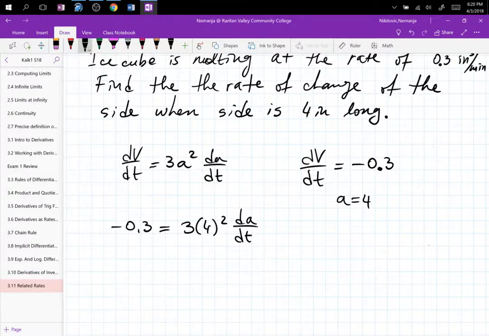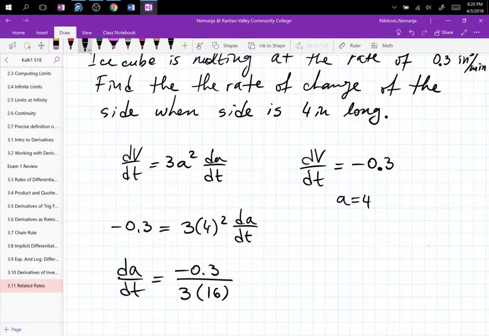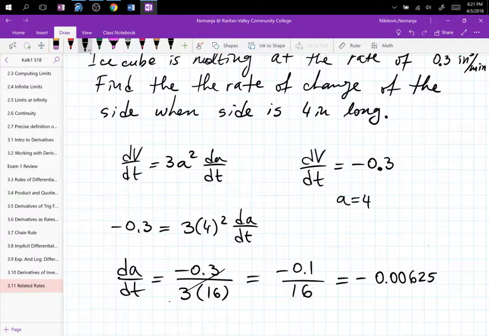So now, what do I have? I have that dA/dt is equal to negative 0.3 divided by 3 times 16. These guys cancel. We get negative 0.1 divided by 16. And what do we get? Negative 0.00625. Negative 0.00625. All right, great, thank you.